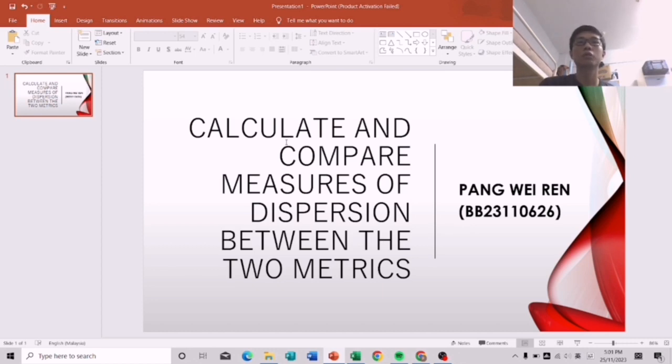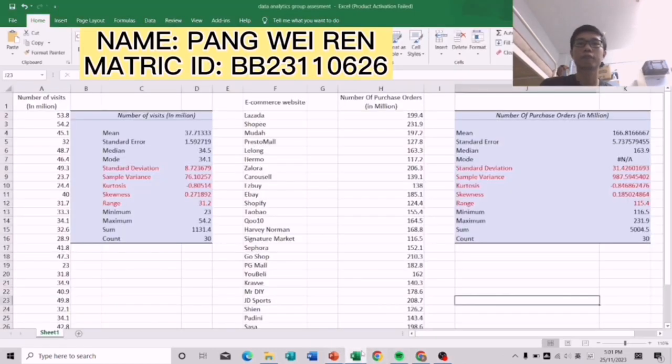Today I want to present my part 4. My part is to calculate and compare measures of dispersion between the two metrics. In this data we can see we have the number of visits and the number of purchase orders for the e-commerce websites.